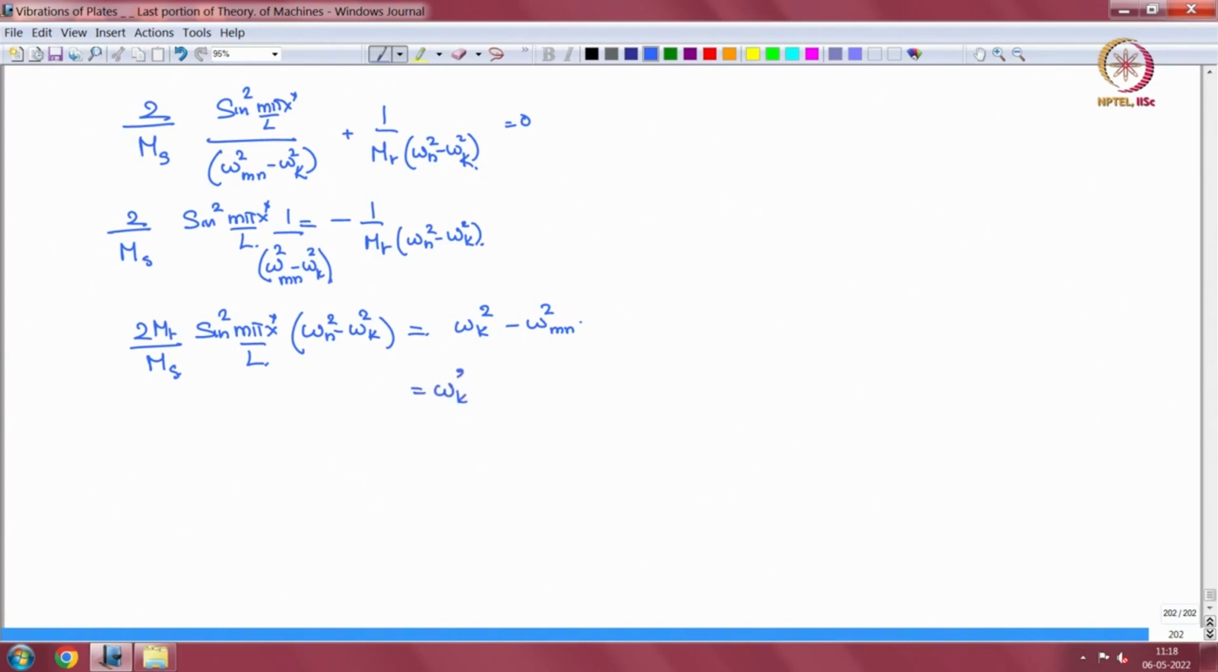So what I have now is omega k square into 1 plus twice m r by m s sine square m pi x star by L is equal to twice m r by m s sine square m pi x star omega n square plus omega square mn.